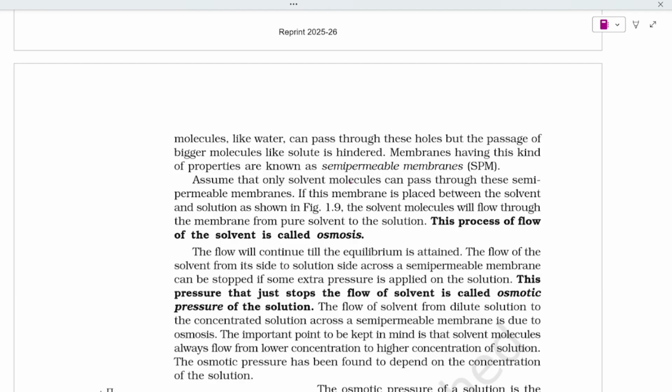Membranes that have this property, we call a semi-permeable membrane, or SPM. It has holes, but the passage of bigger molecules, like solute, is hindered. The membrane through which only the solvent passes is called a semi-permeable membrane. If this membrane is placed between a solution and pure solvent, the flow of the solvent into the solution is called osmosis.